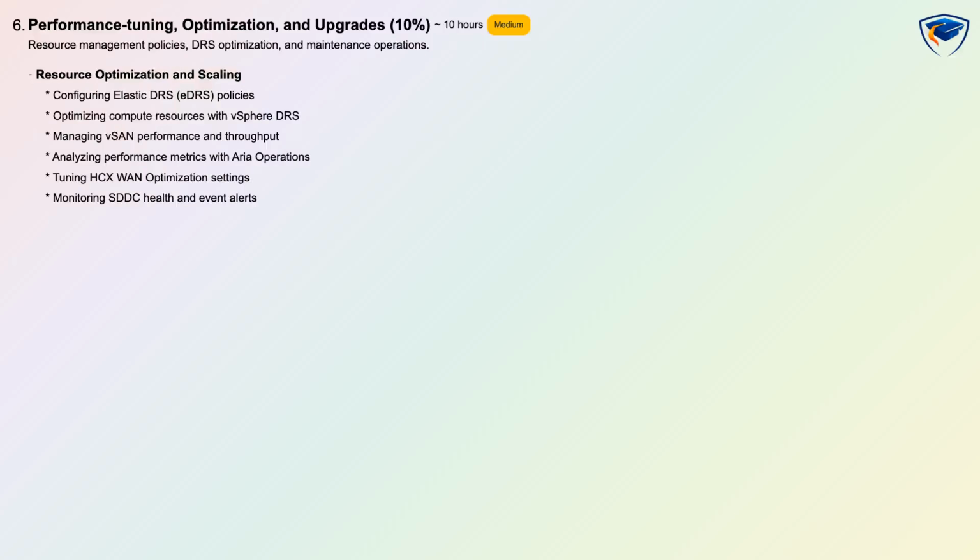Performance tuning, optimization, and upgrades is 10%, rated medium, with an estimated 10 hours and conceptual plus scenario-based assessment. You will learn resource optimization practices such as configuring elastic DRS and tuning vSphere DRS rules, managing VSAN performance and throughput, and scaling resources effectively.